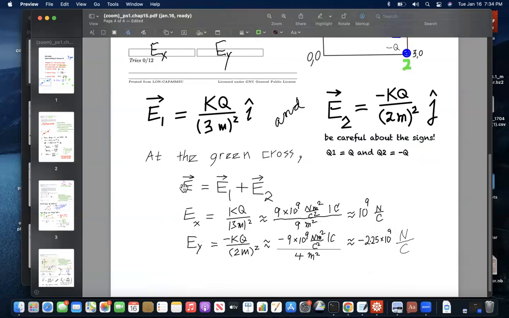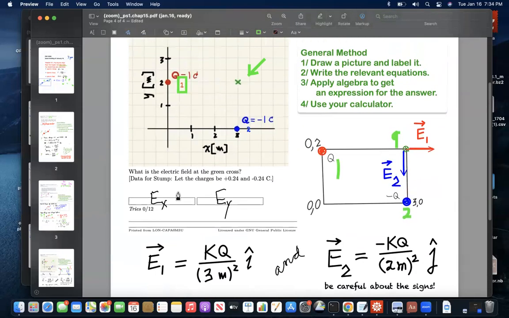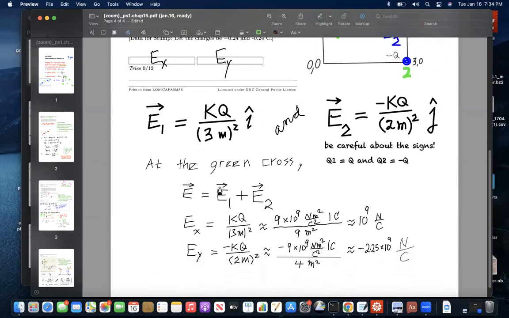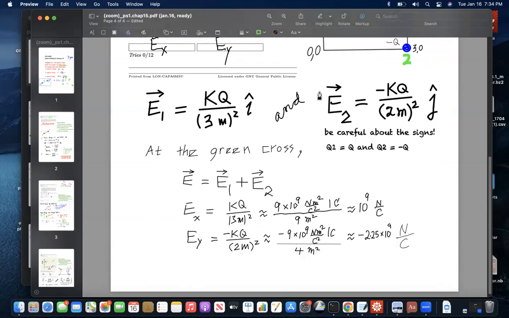Now, I want to know what's the electric field in the X direction, because I'm going to put here EX. And I want to know the electric field in the Y direction, because I'm going to put here EY. Well, E1 is in the X direction. So EX will be KQ over 3 meters squared. But E2 is in the, well, actually the negative Y direction. So for the Y direction of the sum of these two, E1 doesn't have any Y component. All of the Y component is in E2. It's minus KQ over 2 meters squared.